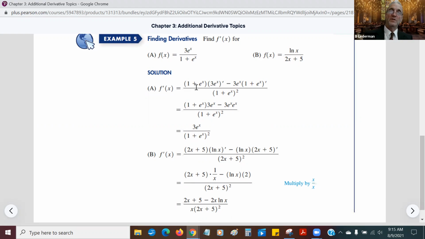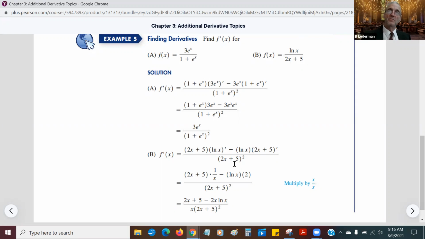So we have 1 plus e to the x times the derivative of 3e to the x, minus 3e to the x times the derivative of 1 plus e to the x. And that's over 1 plus e to the x squared, because whatever's on the bottom, I just take it and square it. And crunch. Now I wind up getting 3e to the x over 1 plus e to the x squared. And for the other one, I do 2x plus 5 times the derivative of ln x, minus ln x times the derivative of 2x plus 5.